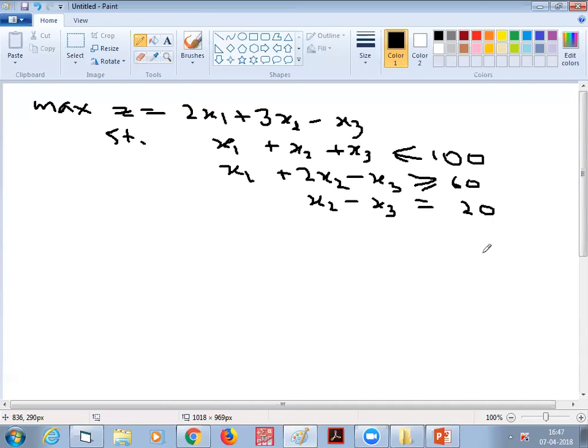Okay, x2 minus x3. I think this should work. Or maybe this is a bit too high. I'll just change this. It may be a little too high, so let's make it small, 10 or something. Just make it 10. Okay, so let's try this one. So x1, x2, x3 are, of course, non-negative.